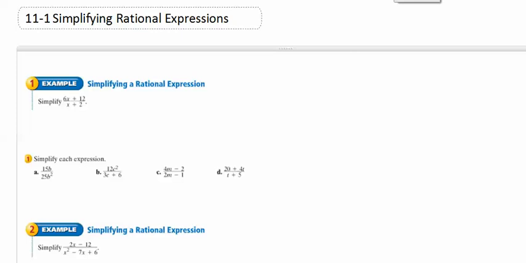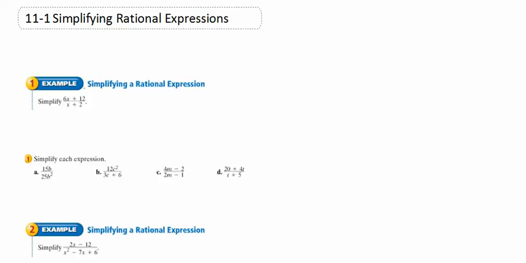Okay, so today we are going to be simplifying radical expressions. It's 11-1. All right, in the first example it says simplify a radical expression. So we have 6x plus 12 over x plus 2.